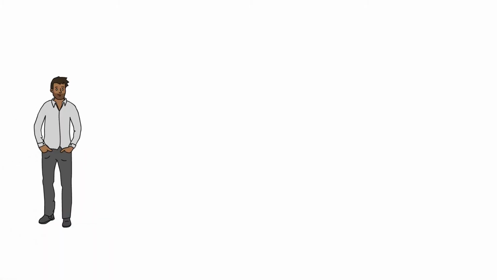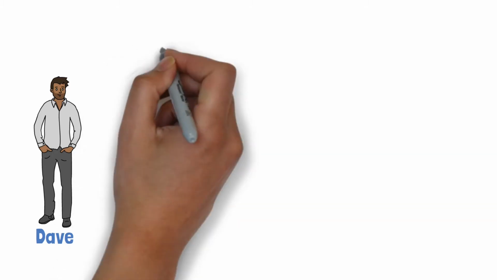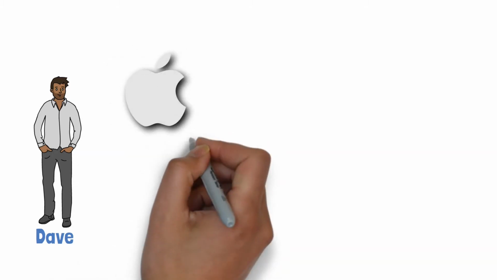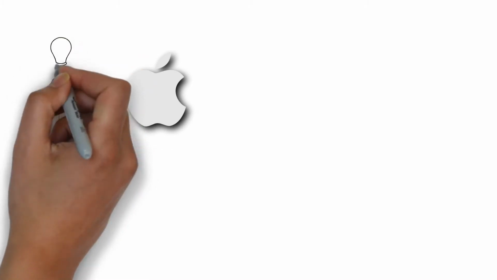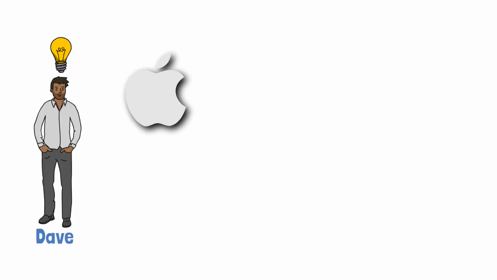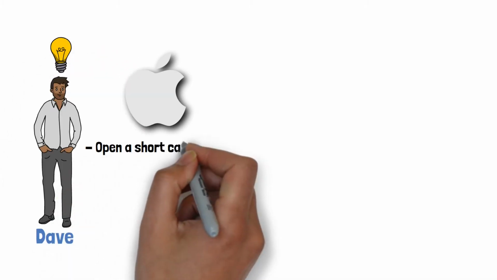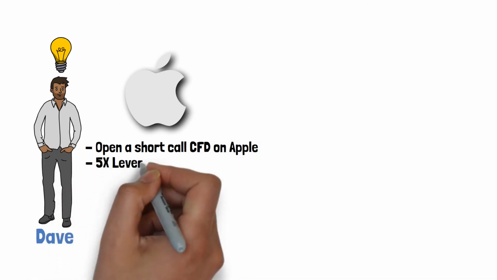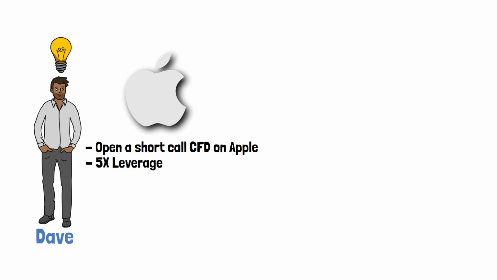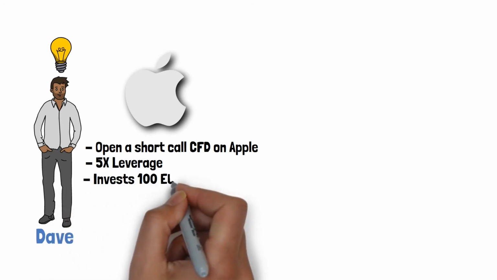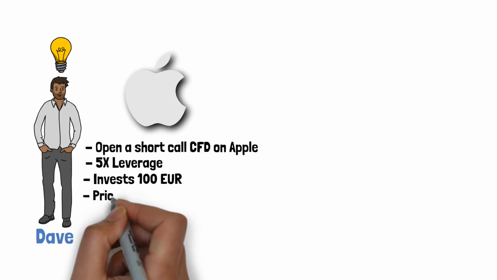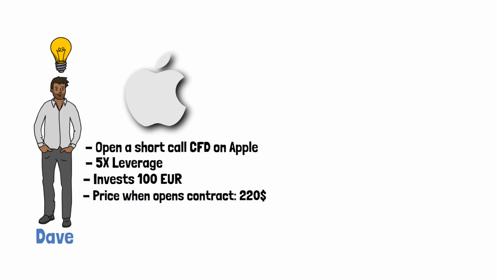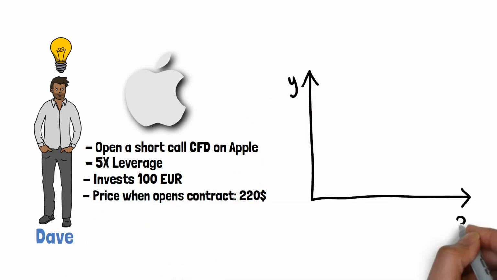Okay, after explaining all this information and definition about CFDs, I think the best way to explain it is with an example. We have our friend Dave that has seen that Apple stocks have risen quite a bit, and he believes that in the next days the price will get corrected and the prices will drop. He opens a CFD on short or put operation to Apple with a 5 times leverage for a price of $220, which would be the current price of Apple, and he puts an amount of 100 euros.